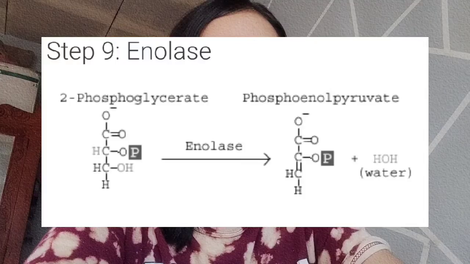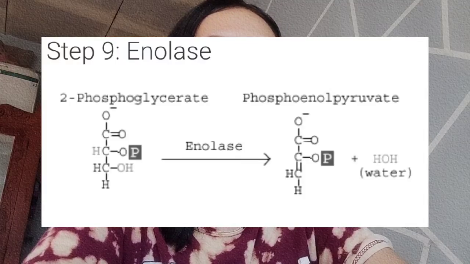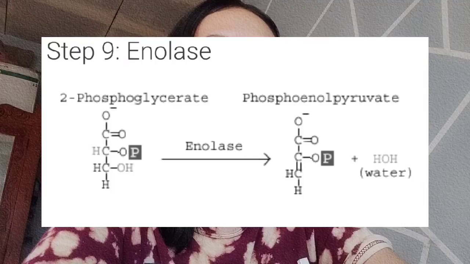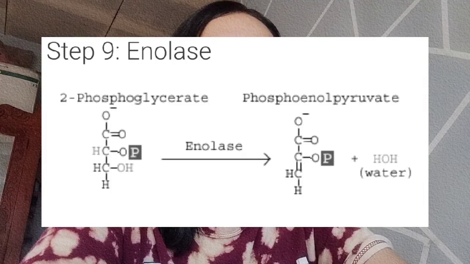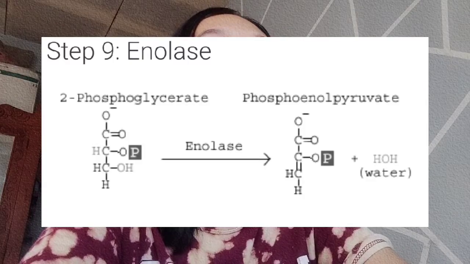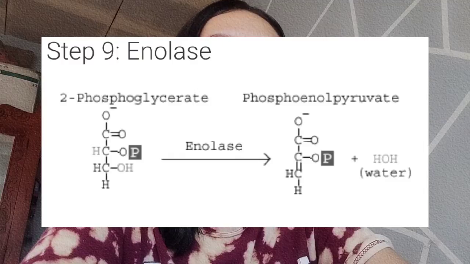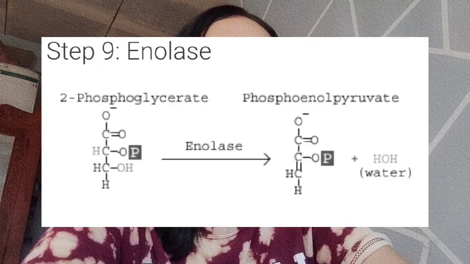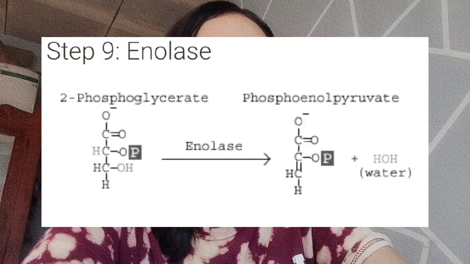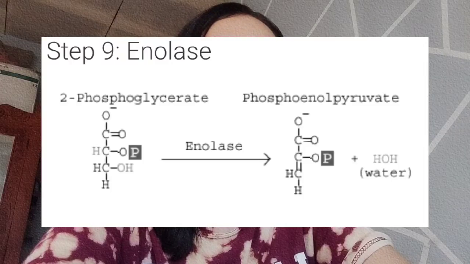Step 9. Dehydration. Formation of phosphoenol pyruvate. This step involves the conversion of 2-phosphoglycerate to phosphoenol pyruvate. The reaction is catalyzed by the enzyme enolase. Enolase works by removing a water group, or dehydrating, the 2-phosphoglycerate. The reaction occurs through a series of steps too complicated to cover here.